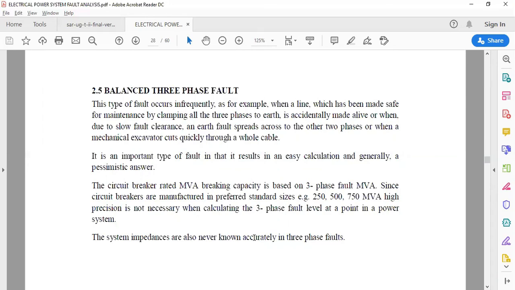The circuit breaker rated MVA breaking capacity is based on the three-phase fault MVA. Unsymmetrical faults are not much considered because their severity is much less when designing a protective system for different parts of the power system. As the balanced three-phase fault is the most severe or most dangerous fault, its parameters, in terms of voltage and current, are taken into consideration while deciding the capacity of the protection system for the entire power system.